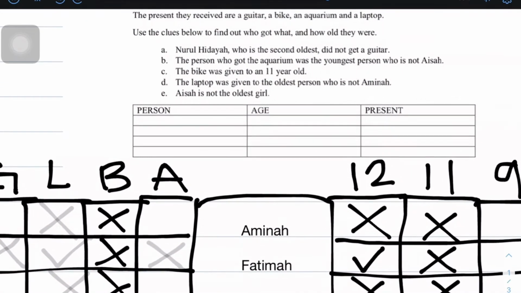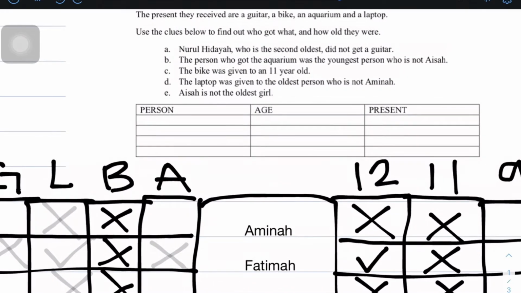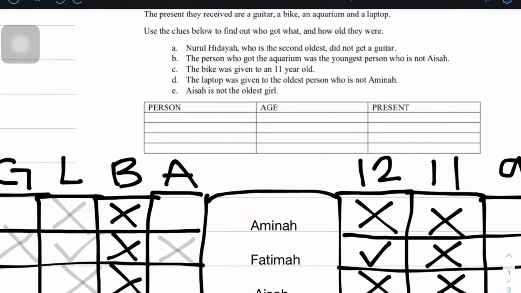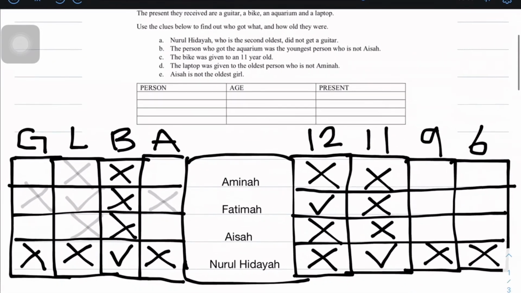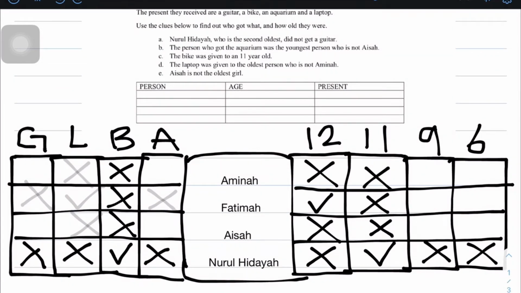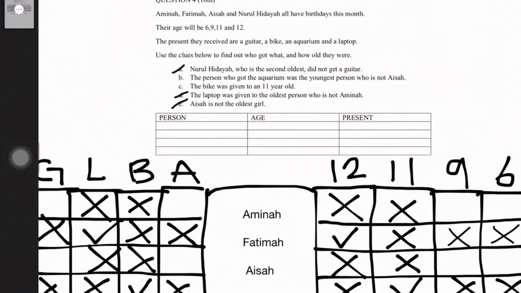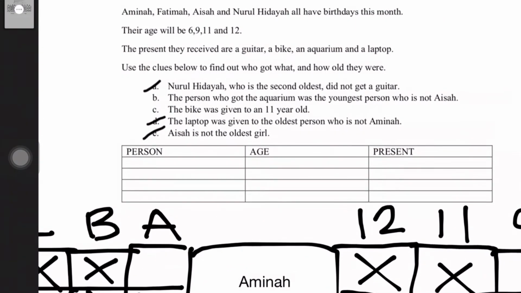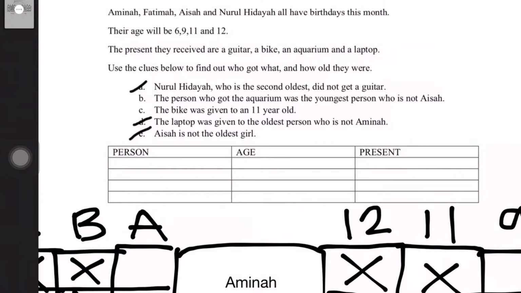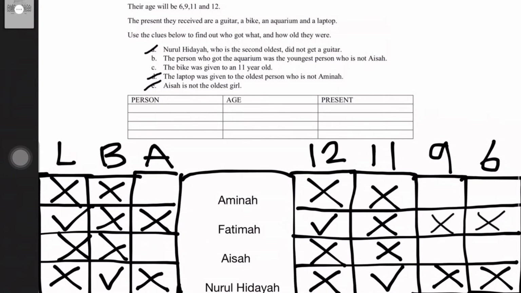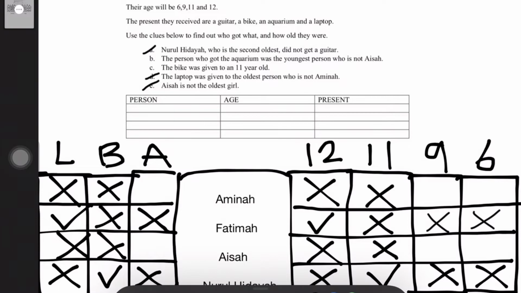So as we refer to clue D, which is the laptop was given to the oldest person, so we just automatically take for Fatimah, which she get a laptop. So we just tick here, correct, while others are incorrect. And for the laptop column, just cross it for all other people. So after we have done all the clues above, to avoid confusion, we just simply cross out all the clues that we have done.